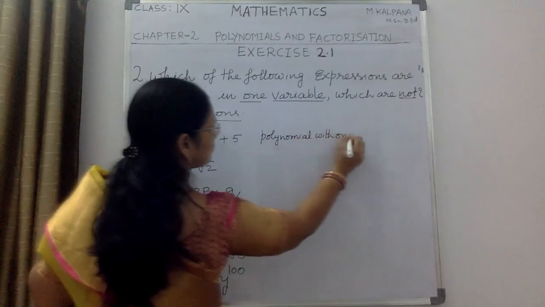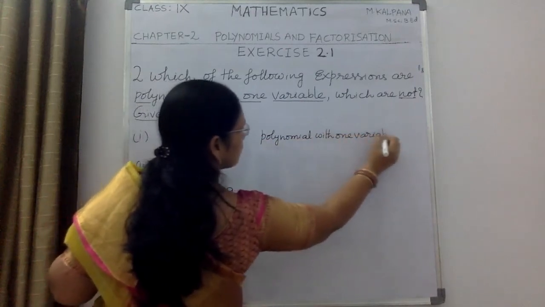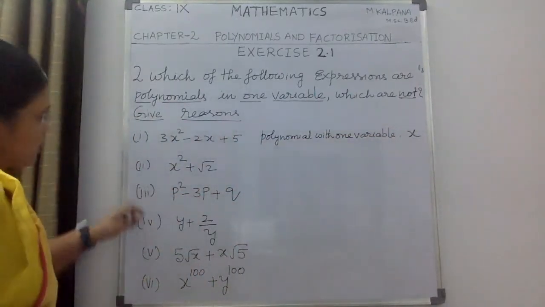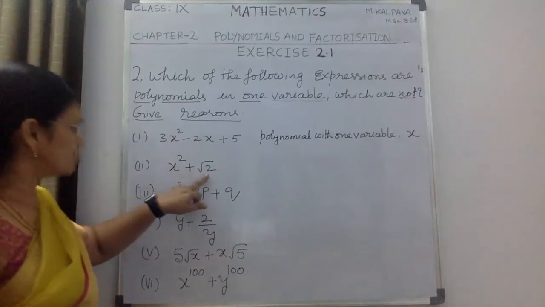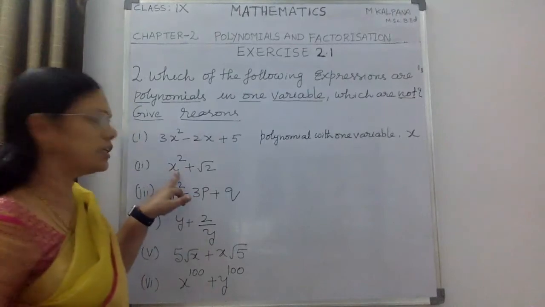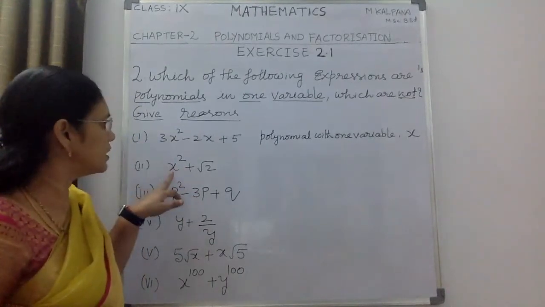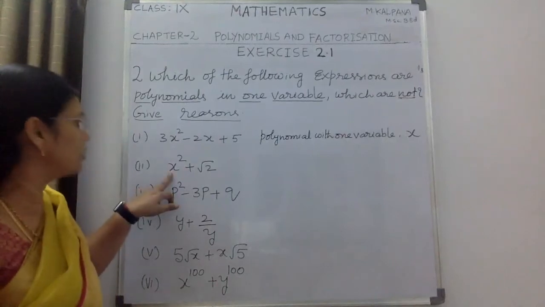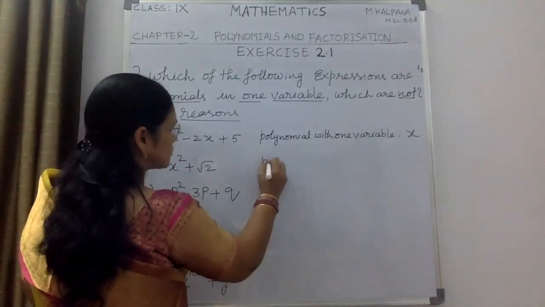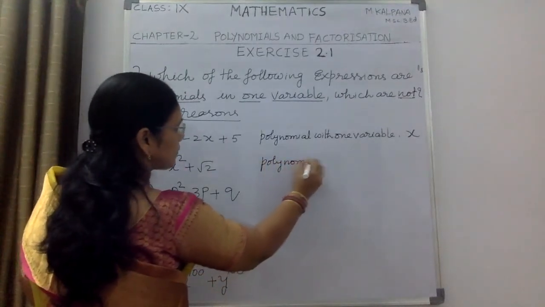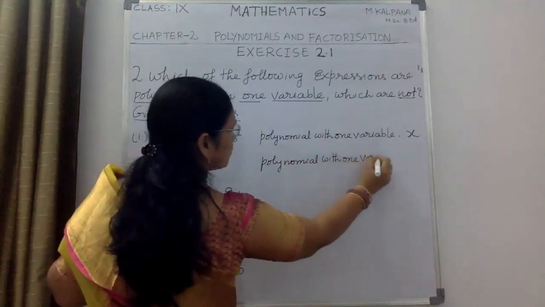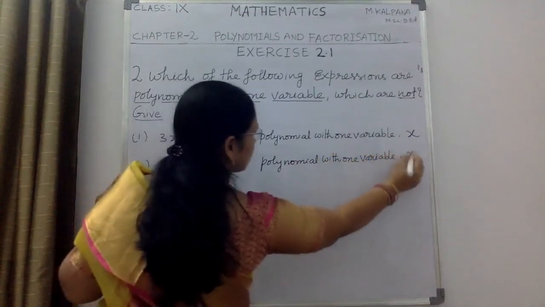What is that variable? That is x. Okay. Here, if you observe the second expression, x square plus root 2, it is also a polynomial because the variables are containing non-negative integral powers. What is the variable here? This polynomial is also a polynomial with one variable. What is that variable? x only.